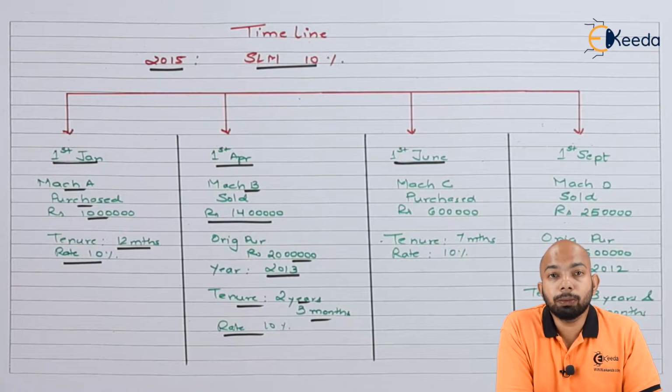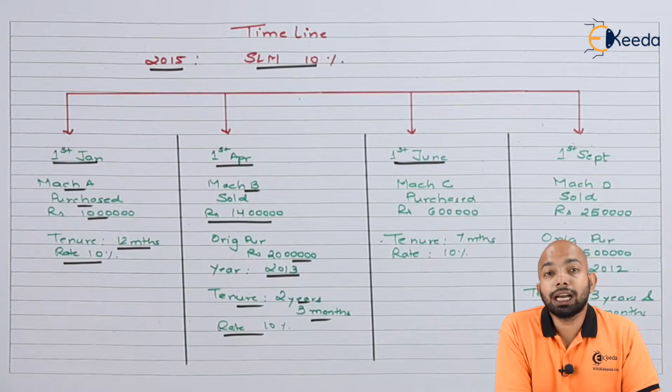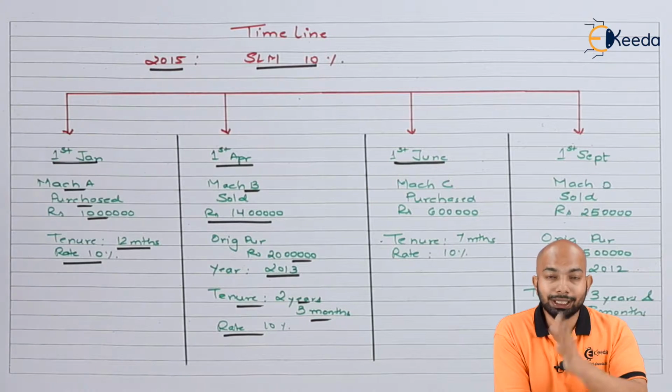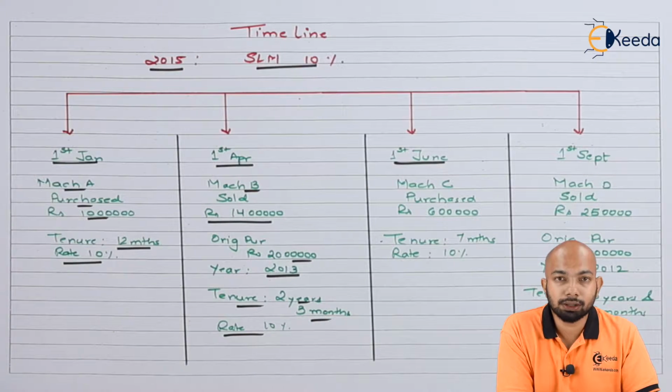On 1st of June, machine C was purchased for rupees 6 lakhs. Now again, this machine has been purchased in this year itself. So we have to calculate the depreciation on the basis of the tenure it has been used from June to December, which is 7 months approx.